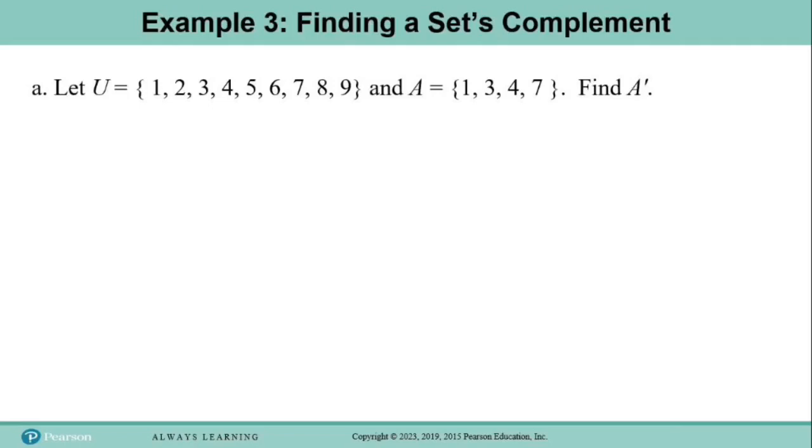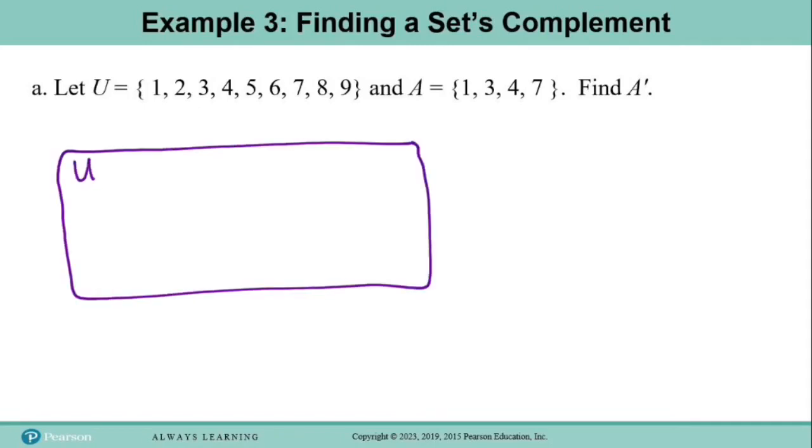So we're going to draw ourselves a Venn diagram just to make this easy to visualize. Let's start with a rectangle that represents the universal set. And then we know that inside the universal set we have set A. So I'm going to go ahead and put the elements 1, 3, 4, and 7 inside the circle for set A. Now all the other elements need to go in this space that's outside set A.